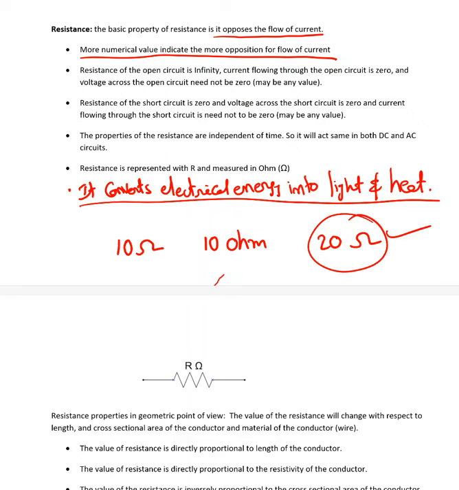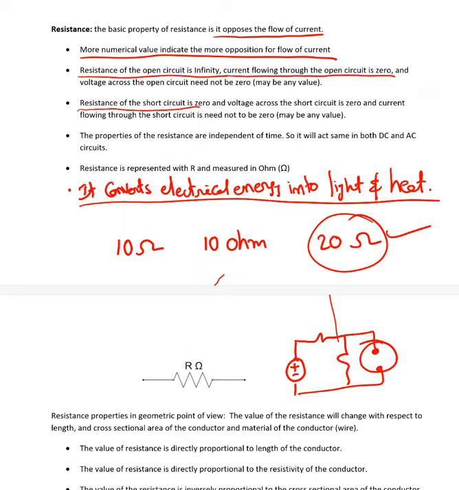Now, the resistance of an open circuit is infinite. An open circuit is nothing but, for example, you have a circuit. A circuit is nothing but an interconnection of elements. So if you have a circuit like this, and it is open right there, the resistance of this open circuit is infinite. Current flowing through the open circuit is always zero, and voltage across the open circuit need not be zero.